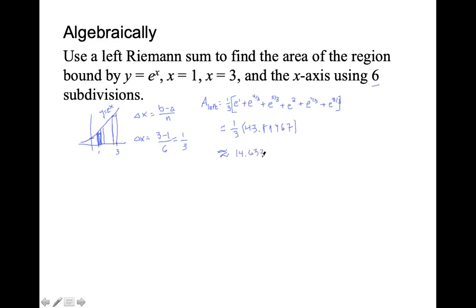14.633. Notice on these, we kind of leave off the units unless it's one of those where it's a specific problem like that last problem where we're finding the total distance that Catherine ran. If it's one like this, you can just leave this answer as this numerical value.